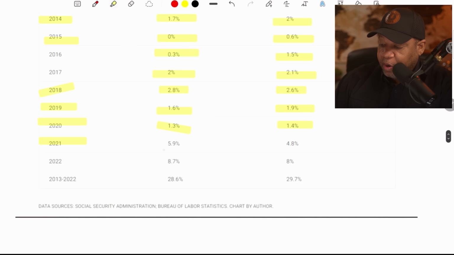In 2021, COLA was 5.9%. This is important to focus on. COLA was 5.9%. If you use the CPIE, COLA would have been 4.8%, so it would have been lower. 2022, we know COLA was 8.7%. If you calculated it with the CPIE, COLA would have been 8%.